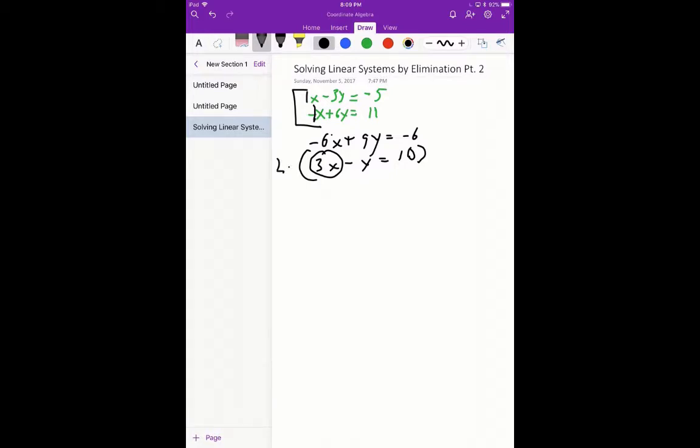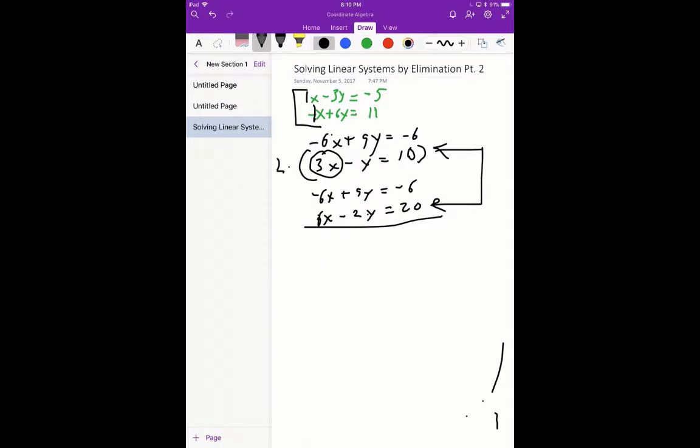Okay? So in a minute I'm going to multiply everything by 2, but first I'm going to rewrite the first equation and say negative 6x plus 9y equals negative 6. And then I'm going to multiply 2 by every term in the second equation and get 6x minus 2y equals 20. Okay? If you see what I did there, this equation now appears down here, but it is multiplied by 2. Now watch what happens.